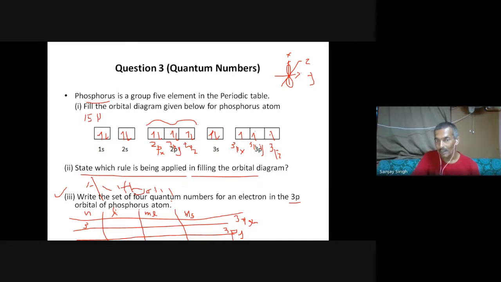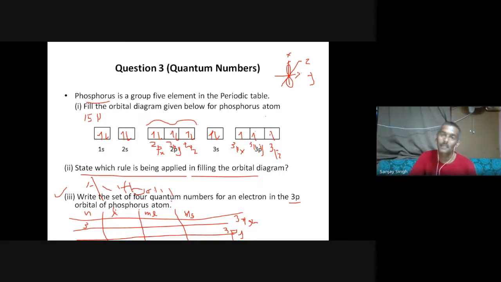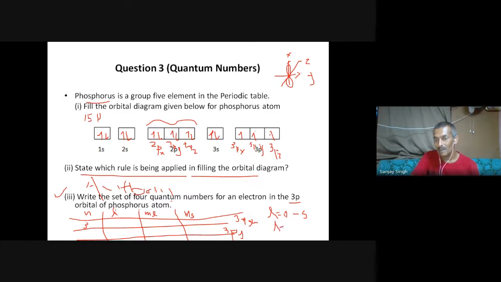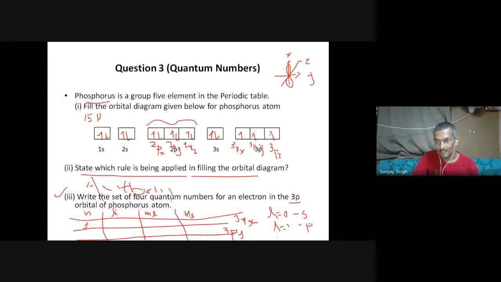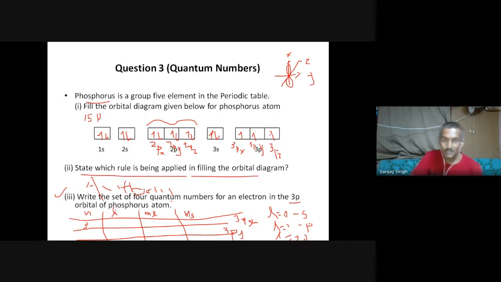What's the value for your l here? One. How do you know that? When l is equal to zero, if you still recall, it's an s subshell. And when l is equal to one, it's a p subshell. When l is equal to two, it's a d subshell, and l equal to three, it's f, and so forth. So in this case, since it is a 3P, l is equal to one.